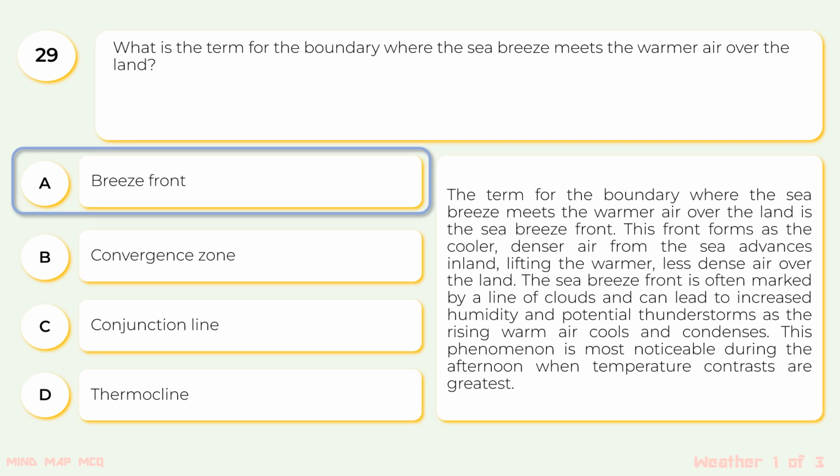sea breeze front. This front forms as the cooler, denser air from the sea advances inland, lifting the warmer, less dense air over the land. The sea breeze front is often marked by a line of clouds and can lead to increased humidity and potential thunderstorms as the rising warm air cools and condenses. This phenomenon is most noticeable during the afternoon when the temperature contrasts are greatest.